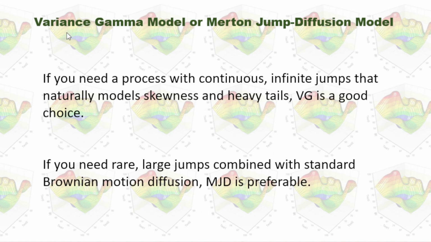So, how to choose your model? If you need a process with continuous, infinite jumps that naturally models skewness and heavy tails, then Variance Gamma process is a good choice. If you need rare large jumps combined with standard Brownian motion diffusion, then Merton Jump-Diffusion process is preferable. Now, let's go to Python to check out our model.